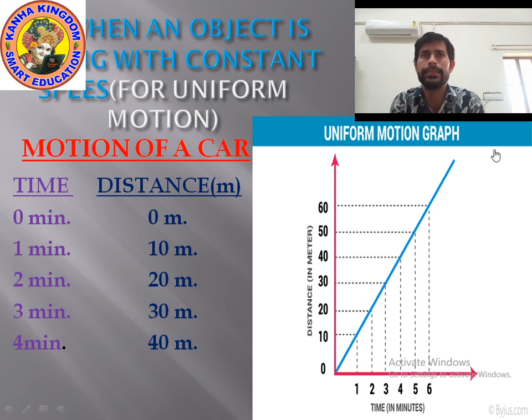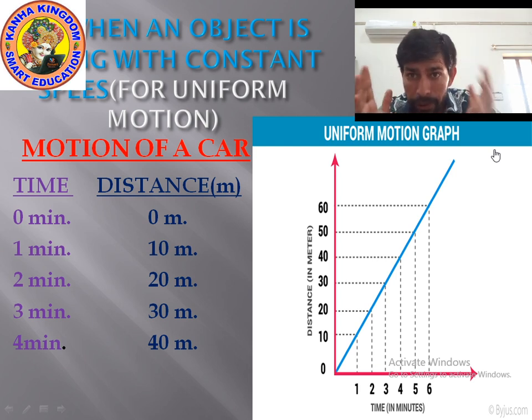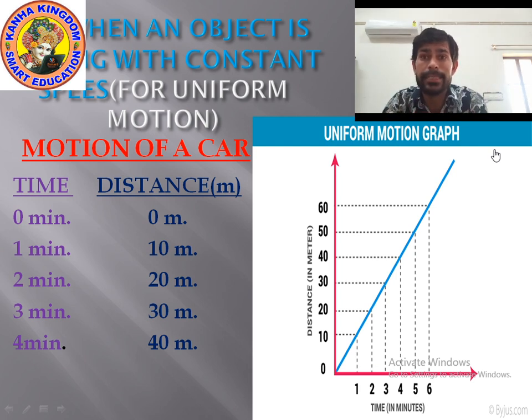Now let's understand the graph for uniform motion. Uniform motion means when an object is moving with constant speed. What is uniform motion? The equal distance traveled in equal intervals of time. The equal distance traveled in equal intervals of time is known as uniform motion. It means if an object is moving with constant speed, it is uniform motion.